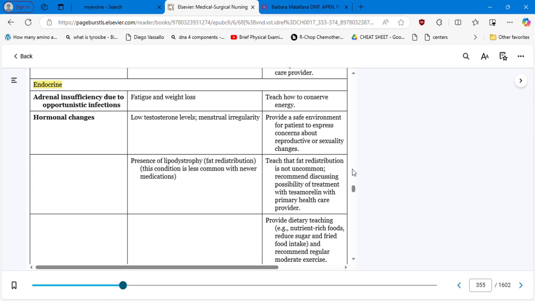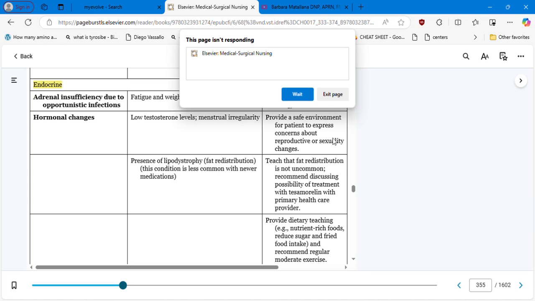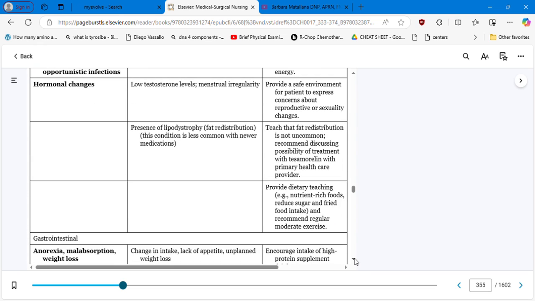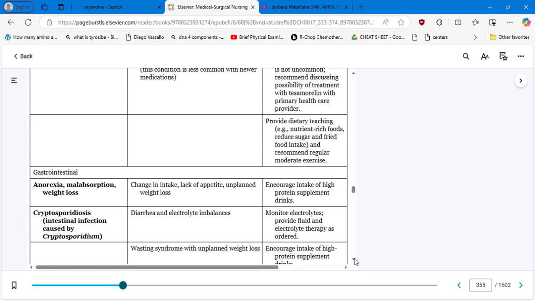Presence of lipodystrophy, fat redistribution. This condition is less common with newer medications. You have to teach the patient about the fat redistribution. It's not uncommon. Recommend discussing possibility of treatment with tesamorelin with primary healthcare provider. And then also dietary teaching, right, to reduce sugar and fried food intake.